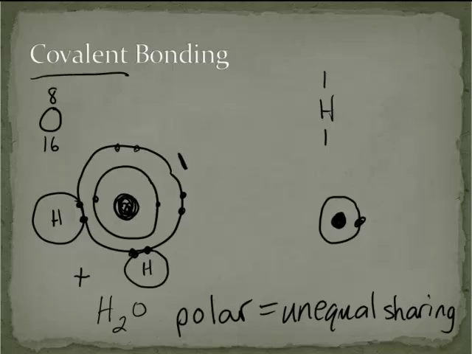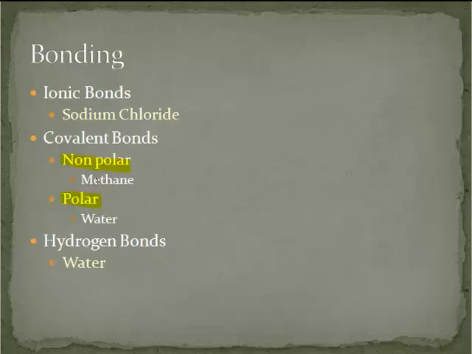In the case of methane, methane is a non-polar bond. Methane is a relationship between carbon and 4 hydrogens. In this case, it's non-polar. Everything is sharing. The carbon is sharing its electrons equally with the hydrogens. It's a happy relationship here, so it's a non-polar bond.